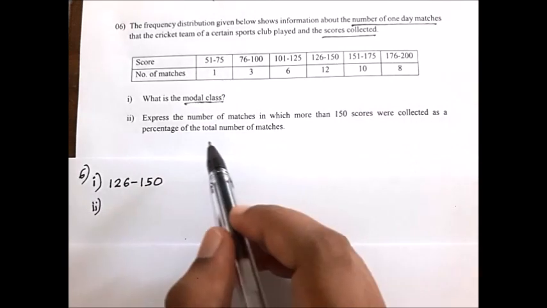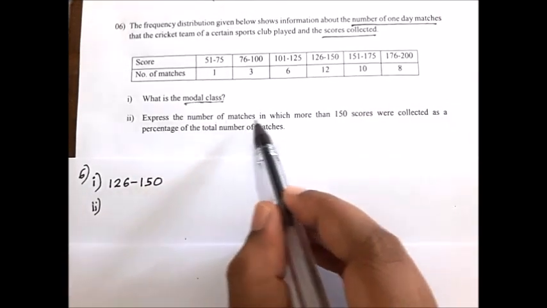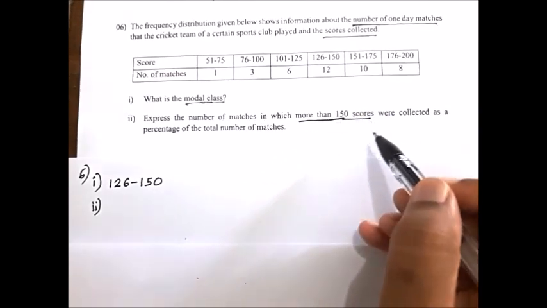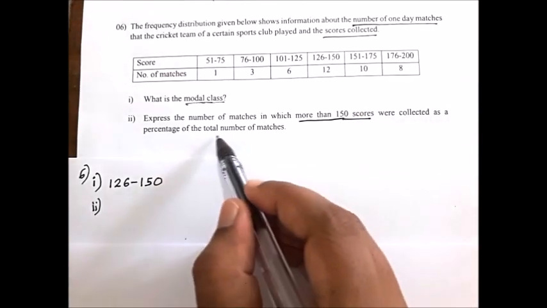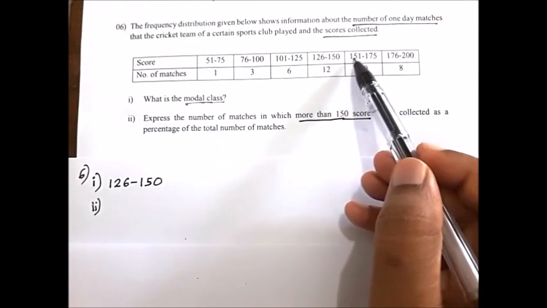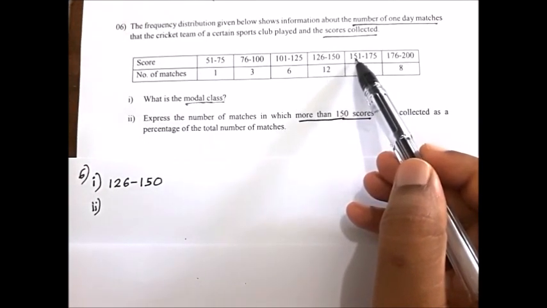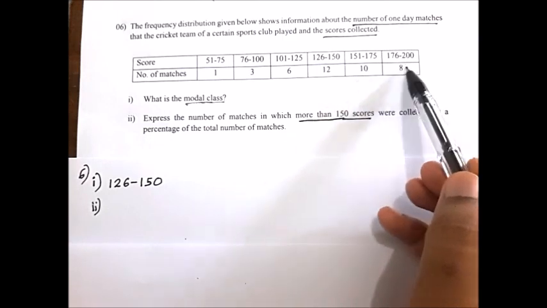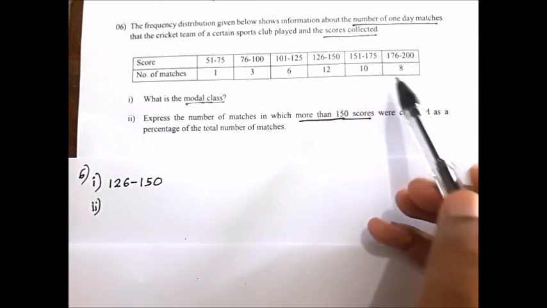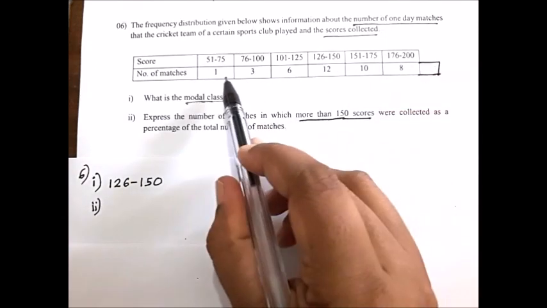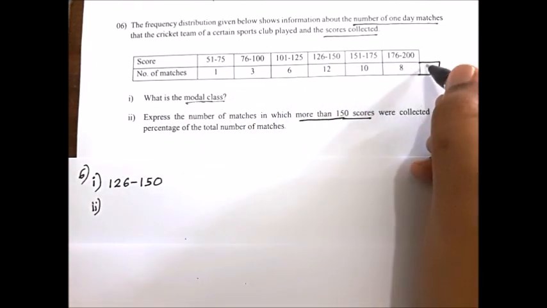Look at the second one. Express the number of matches in which more than 150 scores were collected as a percentage of the total number of matches. Here the score is more than 150. In these two class intervals, the score is more than 150. The number of matches is 10 and 8. 10 plus 8 is 18. Now find the total number of matches. Adding these 6 values, the total number of matches is 40.